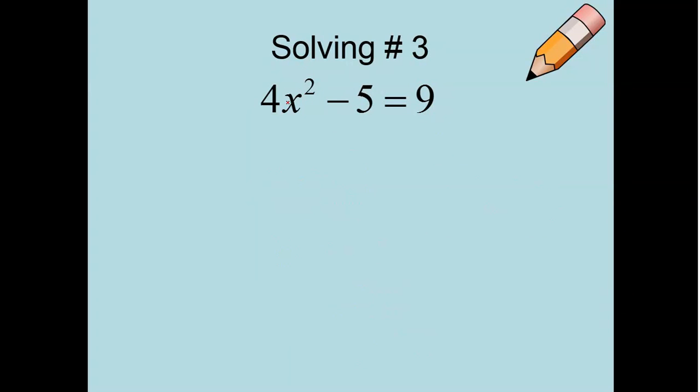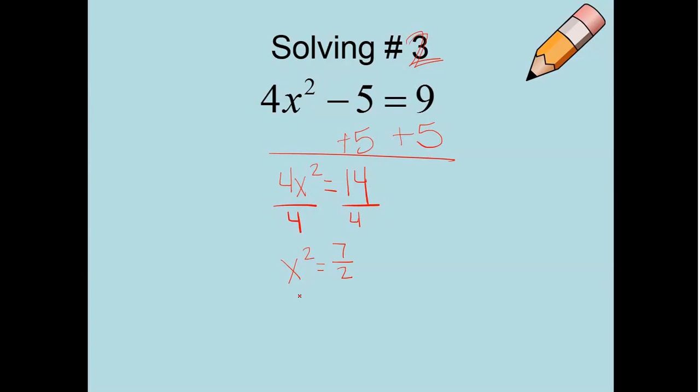Let's try one more example. This should be solving number 2. My bad. Marsh can't count, I guess. So I got 4x squared minus 5 equals 9. So first things first, add 5 to both sides. I'll get 4x squared equals 14. Let's divide by 4 on both sides. So I'll get x squared equals 14 over 4, which is just 7 over 2, right?